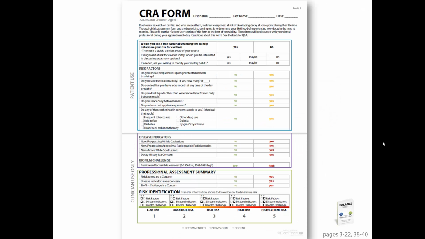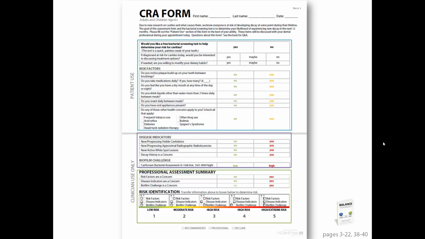The first form we will look at is the Caries Risk Assessment Form, or the CRA form. This form will be used to gather 3 data points, which are risk factors, disease indicators, and biofilm challenge, and those will allow us to identify our patient's level of risk on a scale from low to extreme.